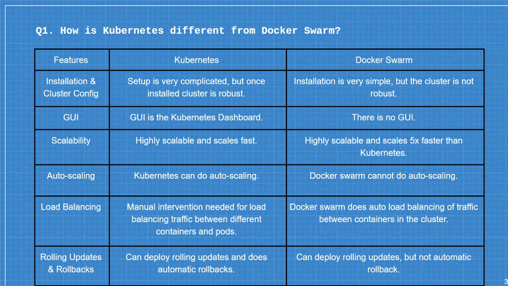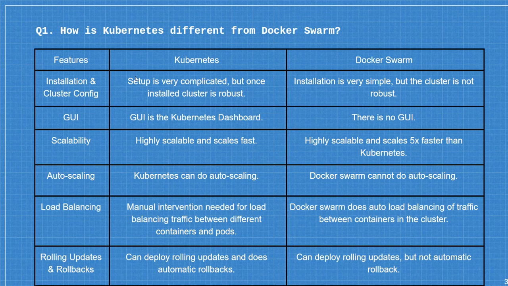When we talk about Kubernetes, it is an orchestration tool, and there are other orchestration tools also available, like Docker Swarm. How is it different from Docker Swarm? There are some features like installation and cluster config, GUI, scalability, auto scaling, rolling updates, and load balancing. We can differentiate Kubernetes from Docker Swarm on these bases.